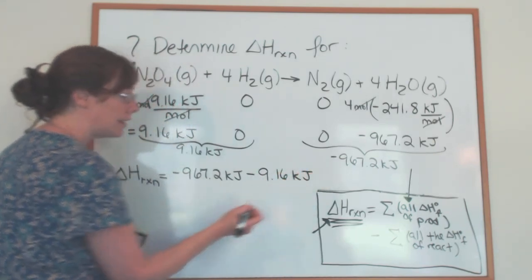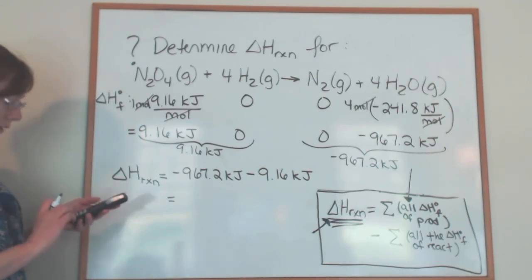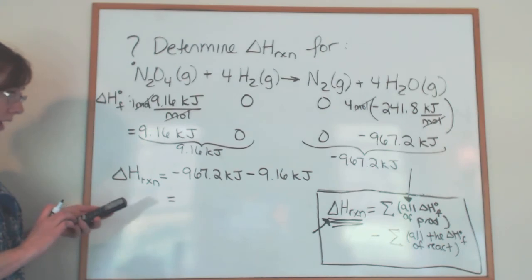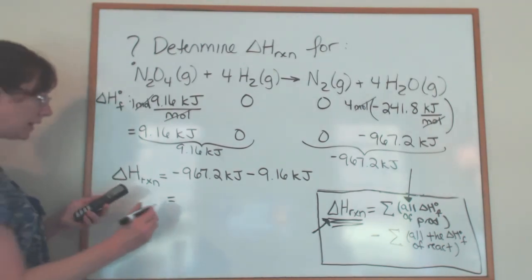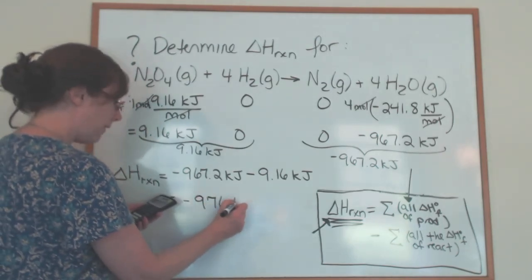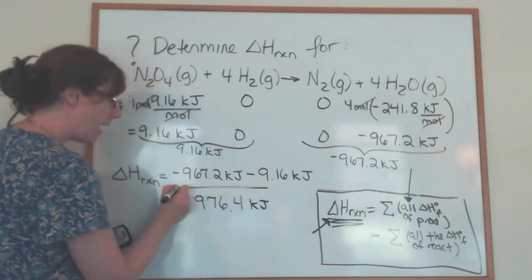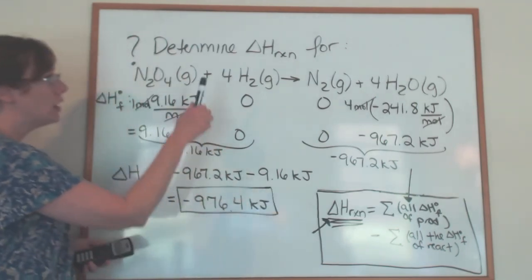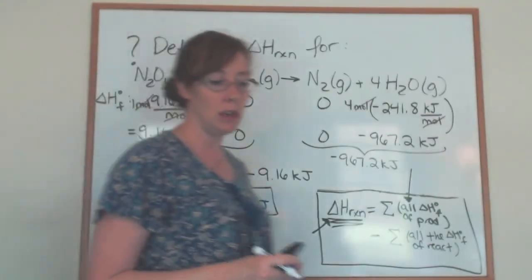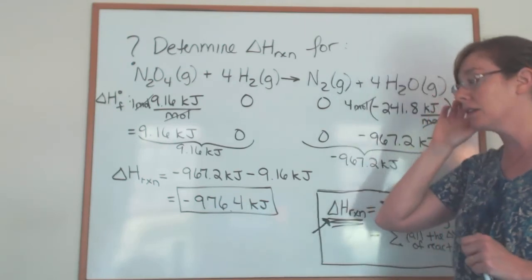Be careful of your signs. Make sure you are accounting for all the signs correctly. So we're going to take negative 967.2. We're going to subtract 9.16. Everything is in kilojoules, and the answer will be negative 976.4 kilojoules. And that is going to be the enthalpy change associated with this reaction. And we can feel confident that it's correct.